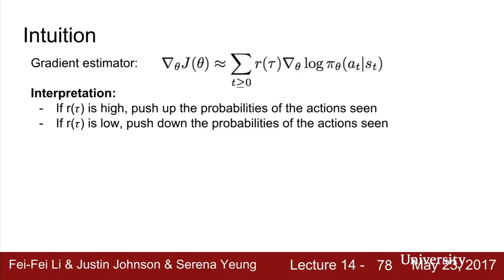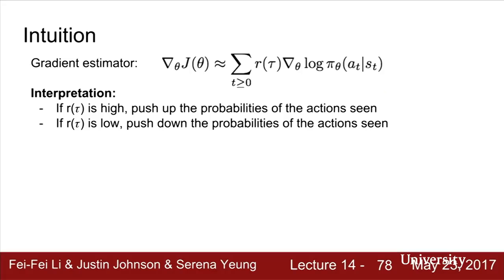Okay, so given this gradient estimator that we've derived, the interpretation we can make is that if our reward for a trajectory is high, if the reward that we got from taking the sequence of actions was good, then let's push up the probabilities of all the actions that we've seen. We're just going to say that these were good actions that we took. And if the reward is low, we want to push down these probabilities. We want to say these were bad actions. Let's try not to sample these so much, right?